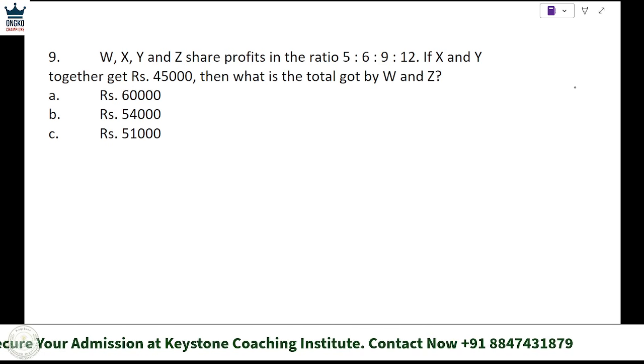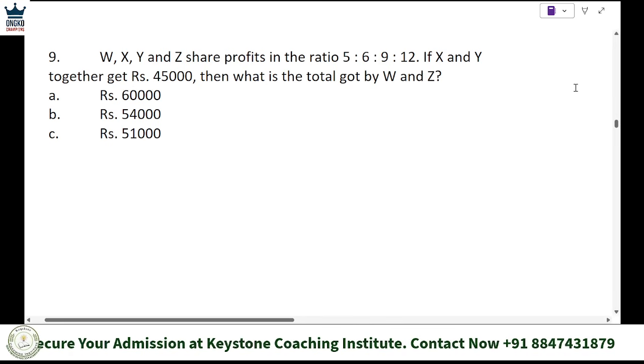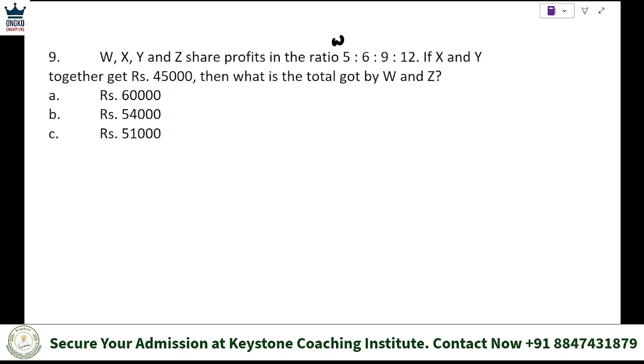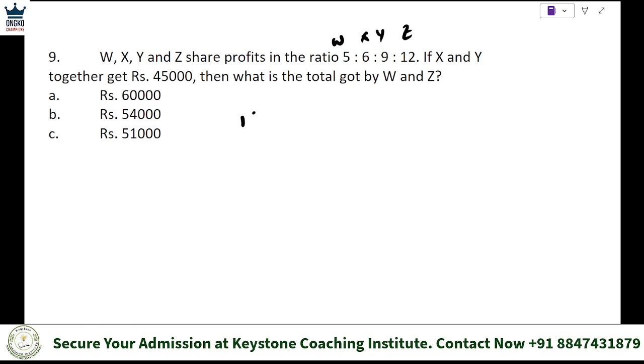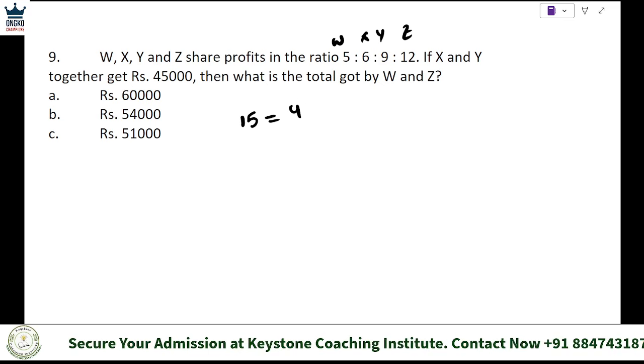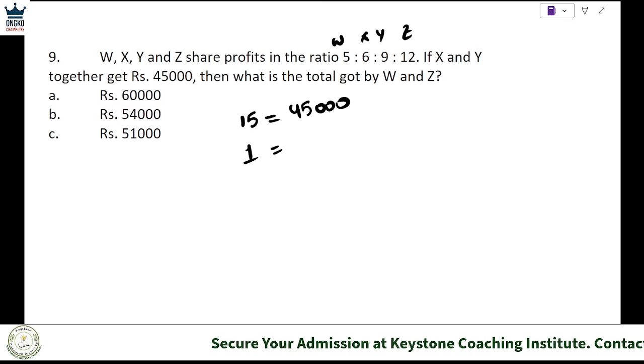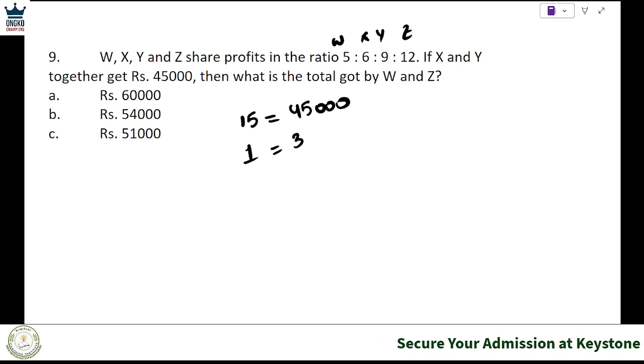If X and Y get rupees 45,000, so X and Y means what? X as 6 and Y as 9. So 6 plus 9 will give us 15, which is equal to 45,000. So one part will be 45,000 divided by 15. 15 times 3 is 45, so 3,000. So one part is equivalent to 3,000.